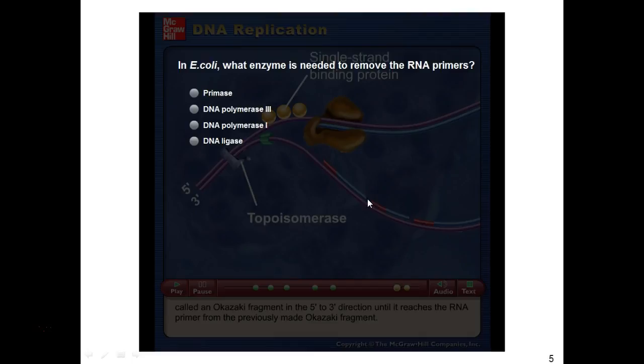So which enzyme is needed to remove the DNA primers, do you think? And it's actually going to make DNA. It's going to replace those primers with DNA. So there's a clue there for you. Which polymerase do you guys remember started it? DNA polymerase what? 3. So it's not that one. It's a different one. It's 1. Yeah, the first one they discovered, actually.